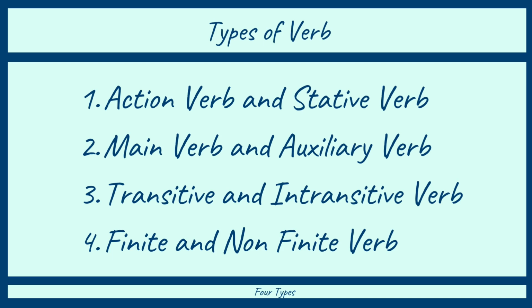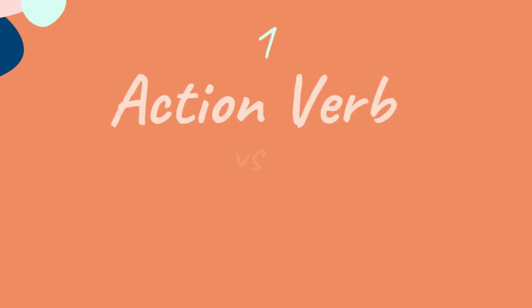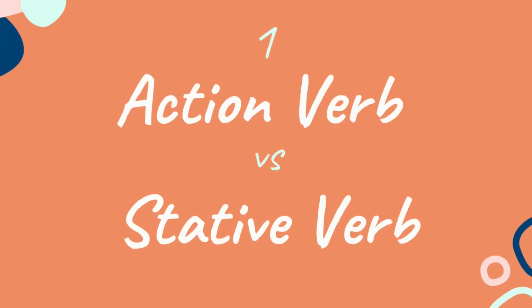We will be learning each of them in detail now. At the end of each type, I will be giving you the exercise to validate your learning. So let's begin with the first type. Number 1, action verb versus stative verb.